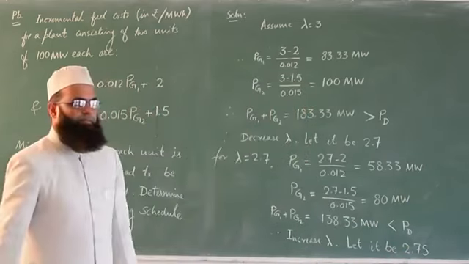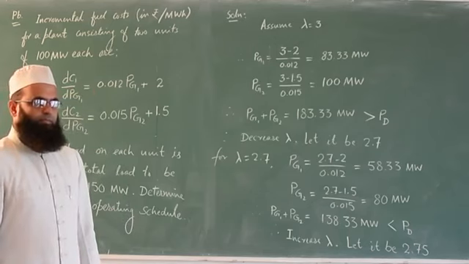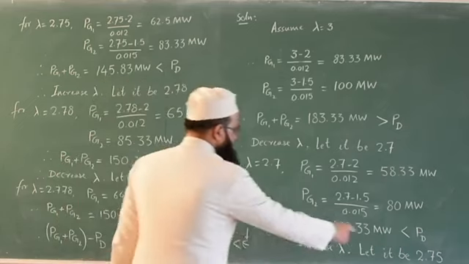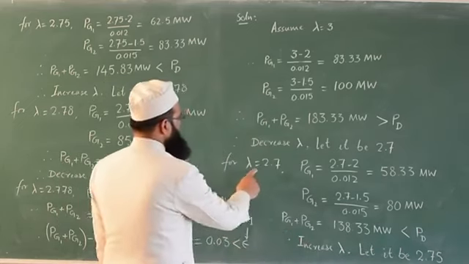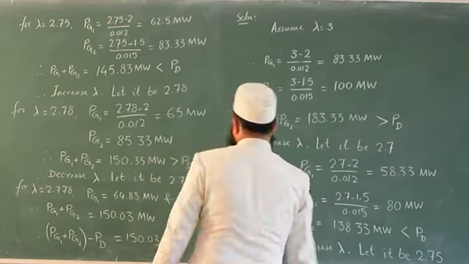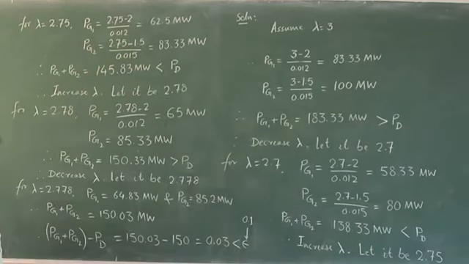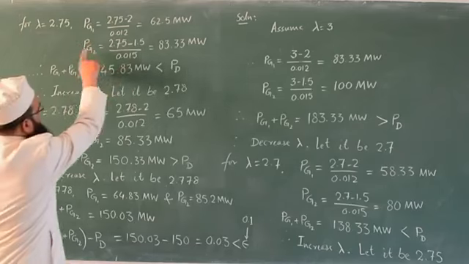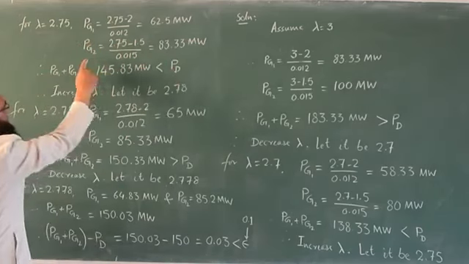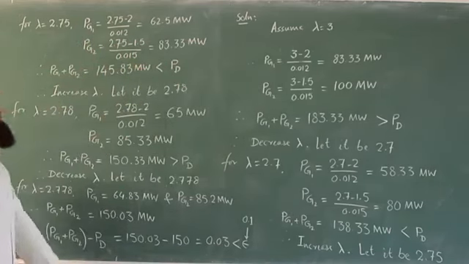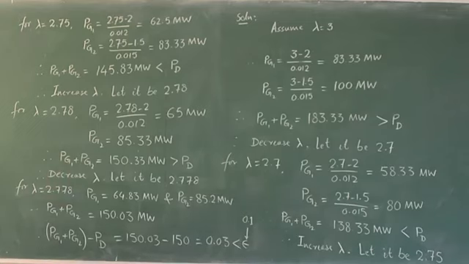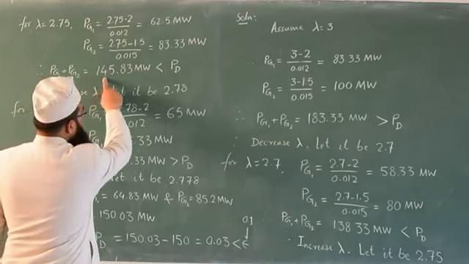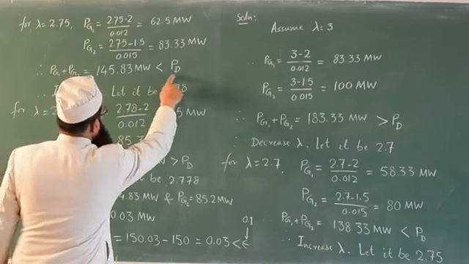Now, for this value of lambda, which is increased from 2.7 to 2.75, again calculate Pg1 and Pg2. For lambda equal to 2.75, Pg1 is 62.5 megawatt and Pg2 is coming out to be 83.33 megawatt. Sum all the generations Pg1 plus Pg2, and this time again we see that it is still lesser than PD.